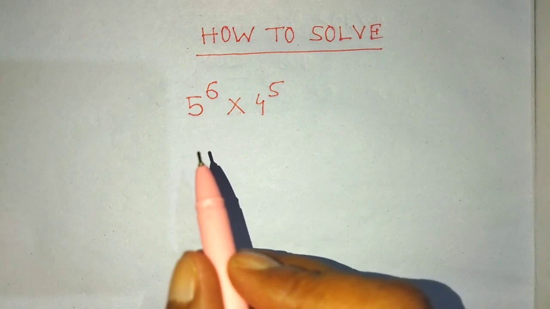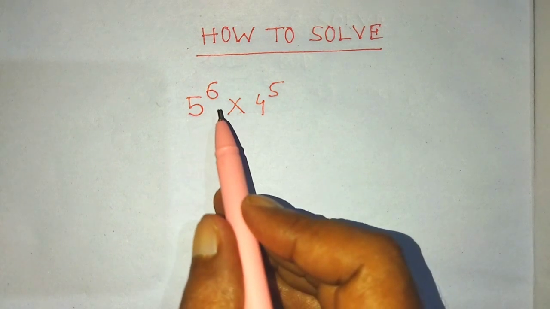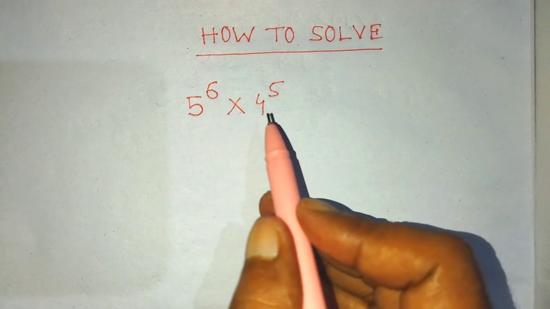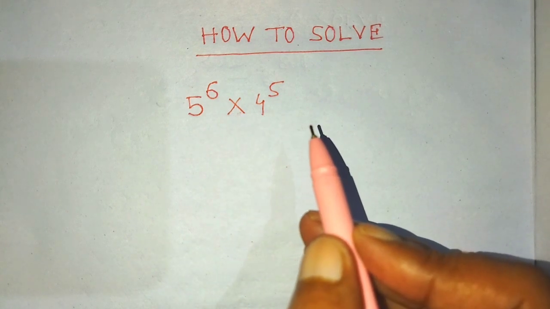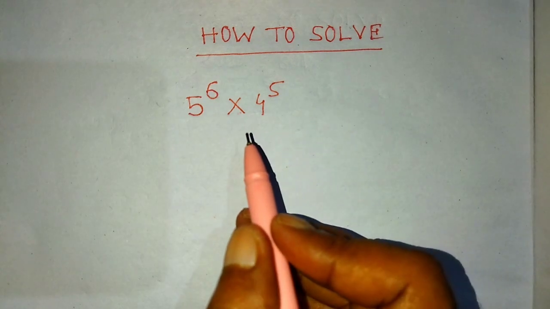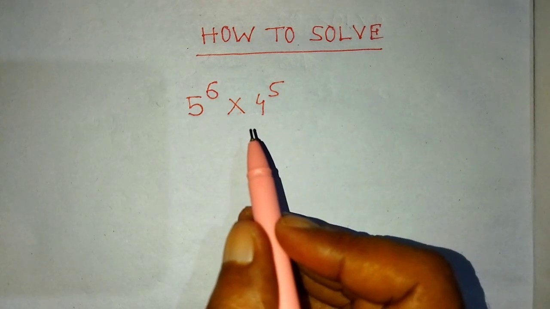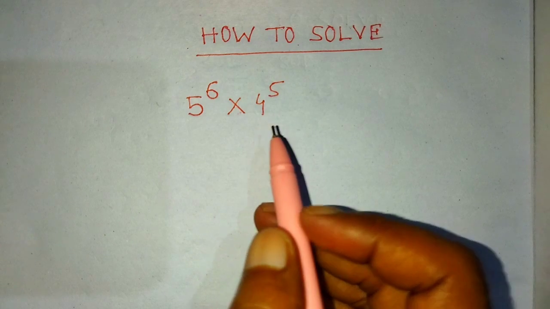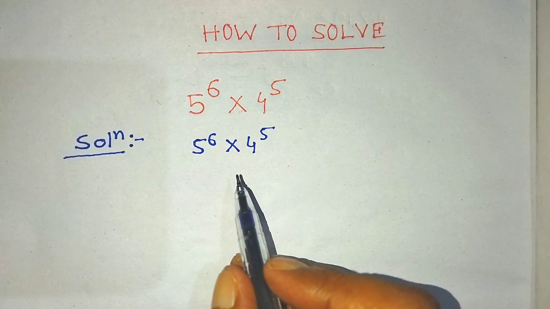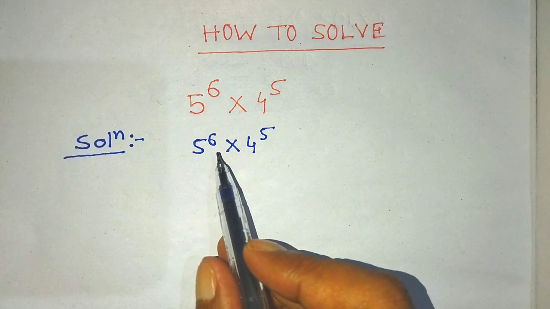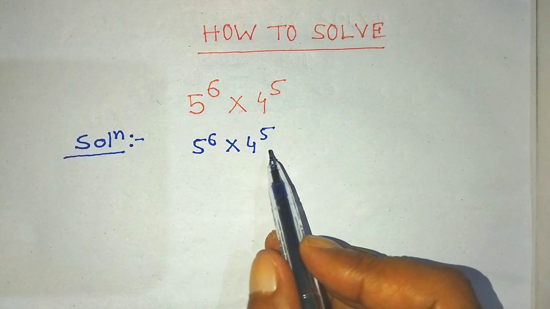So my dear student, today our question is 5 to the power 6 into 4 to the power 5. So student, in this video I will tell you without calculator how to simplify this type of algebraic expression. So my dear student, our algebraic expression is 5 to the power 6 into 4 to the power 5.